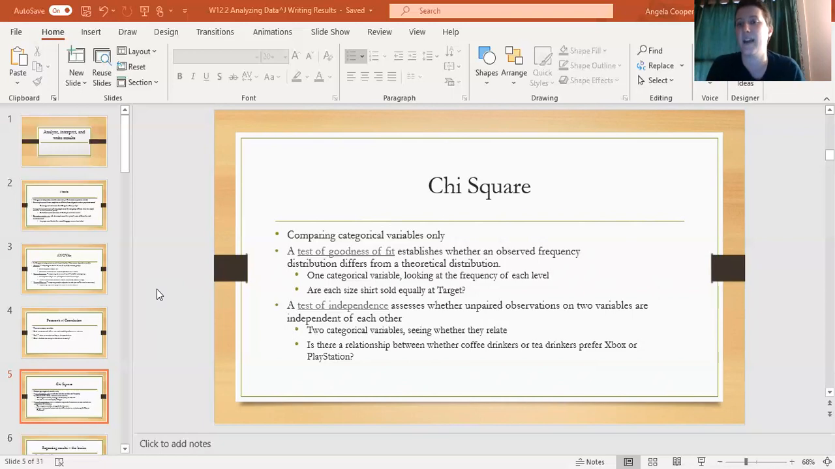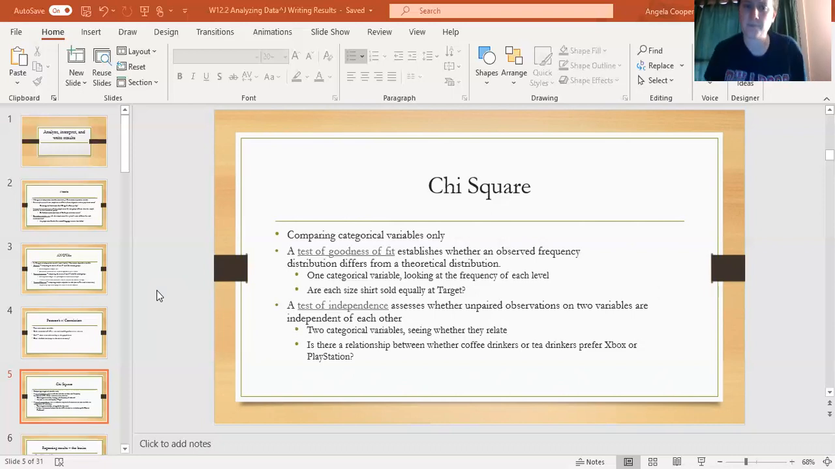But a goodness of fit test is looking at an observed frequency of one categorical variable. And again, that categorical variable of t-shirt size is split into different categories. So we have the different sizes of t-shirts. Now next, a chi-square test of independence is looking at two categorical variables. So we're trying to see if they're related to one another or if they're independent of one another.